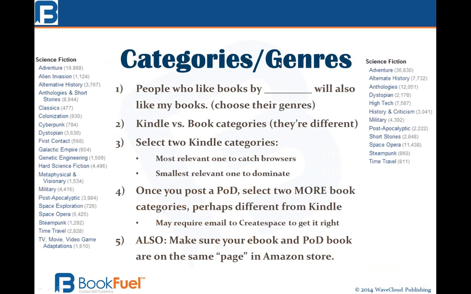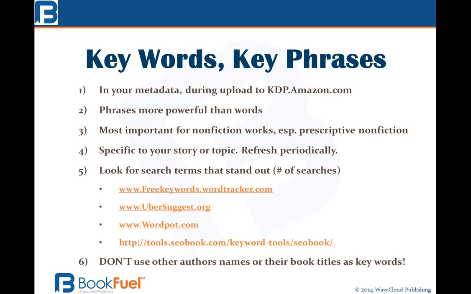In the same way that categories or your genre selection is a behind-the-scenes choice that you make when you upload your book, the same thing is true for your ability to enter keywords or key phrases in your metadata when you're uploading your book to Amazon.com. So when you're in kdp.amazon.com, the Kindle Direct Publishing system, it's going to ask you to give 7 keywords. You can actually give 7 key phrases. You just separate them by commas.